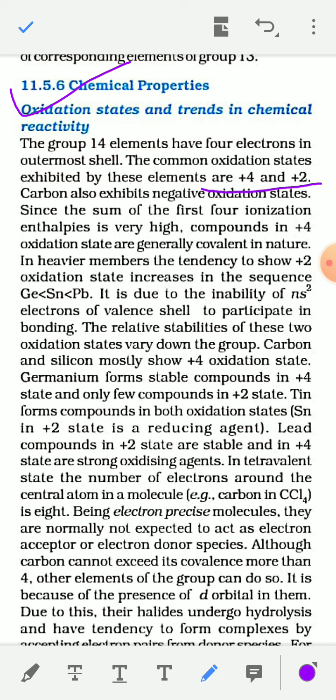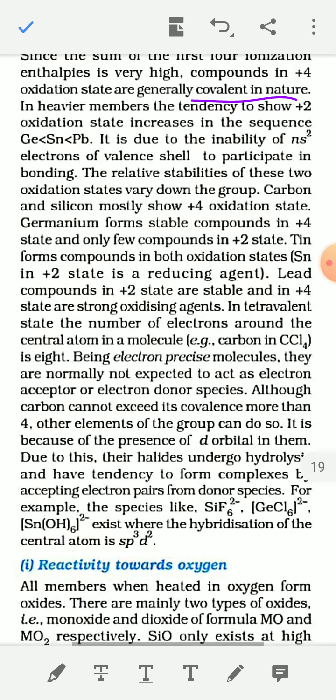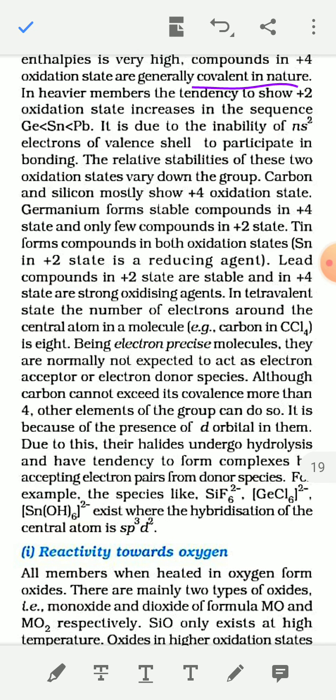So the group 14 elements have 4 electrons in the outermost shell, and the common oxidation states exhibited by these elements are +4 and +2. Carbon also exhibits negative oxidation states. Since the sum of the first 4 ionization enthalpies is very high, compounds in the +4 oxidation state are generally covalent in nature. That's why carbon mainly forms covalent compounds like methane, ethane. These are all covalent compounds.